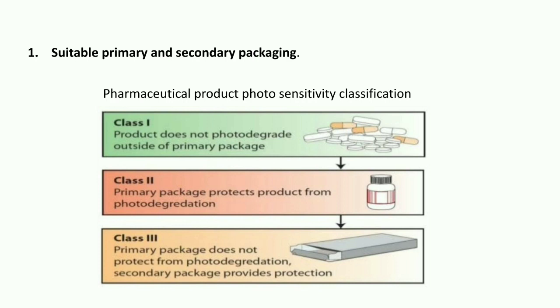Pharmaceutical products can be categorized into three classes depending on their photosensitivity. Class 1 includes the products which are stable outside their primary package. Class 2 includes the products in which primary package protect the content from photodegradation, while the class 3 include the products in which primary package is not sufficient and secondary package provide the required protection.